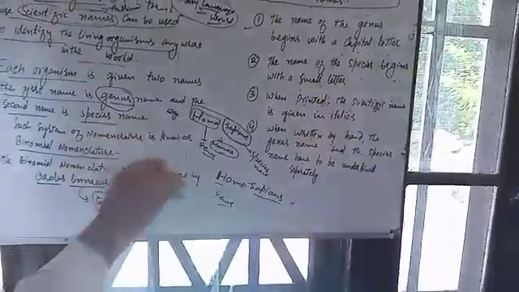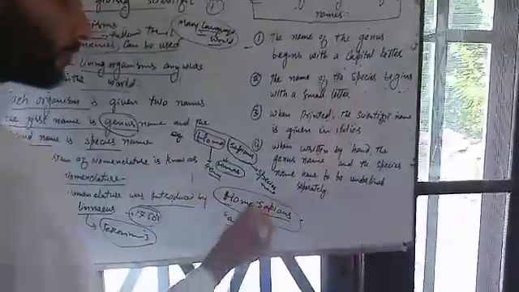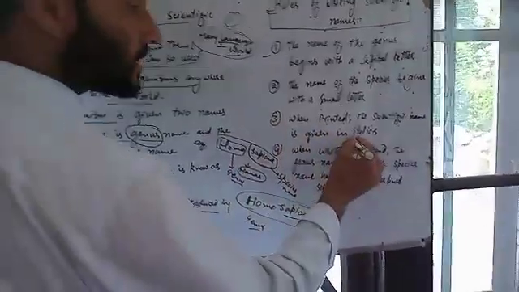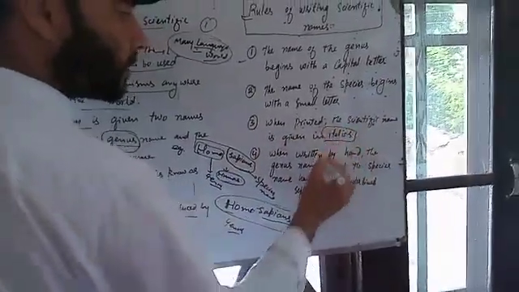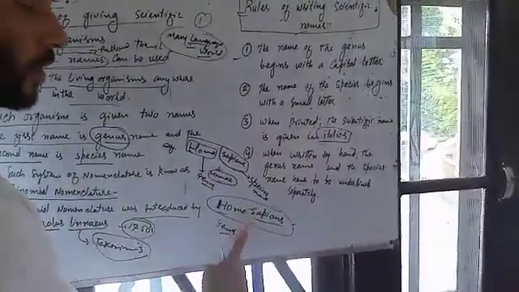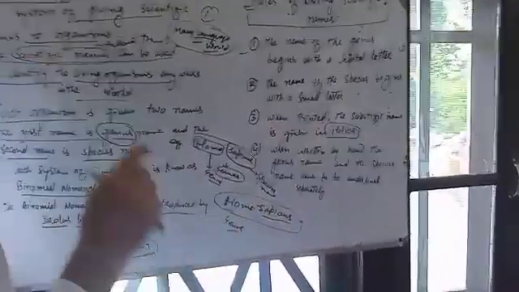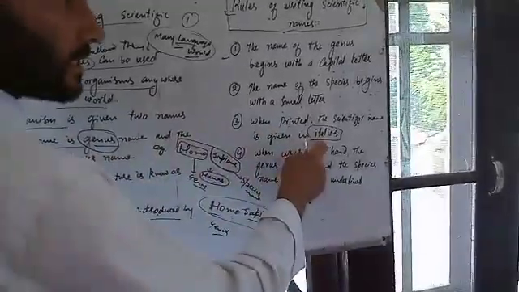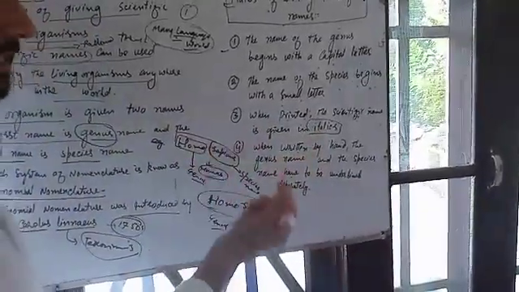Next, when printed, the scientific name is given in italics. If you have to print the scientific name on the computer, you have to print it in italics. There is the option to write in italics. You will always see in your books that all the scientific names are written in italics. This is the style of writing.